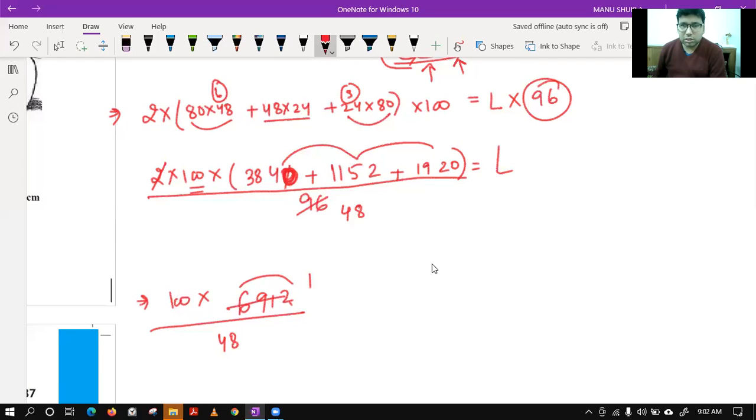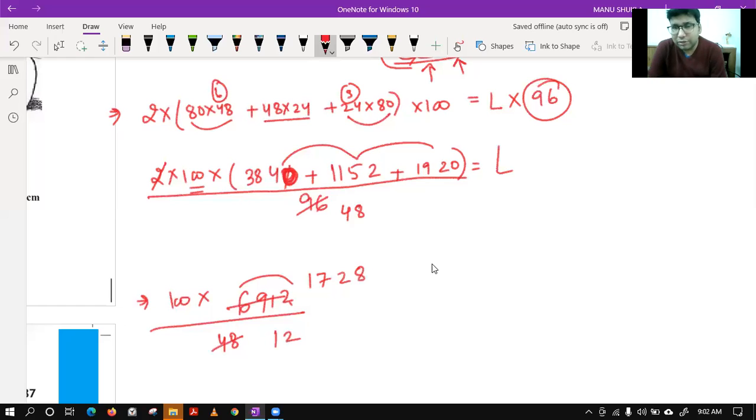So 4 ones are, then 29, 4 sevens are, then 11, 4 twos are, then 32, 4 eights are, 4 ones are, 4 twos are. Now, can we further divide by 4? Can we further divide by 4?